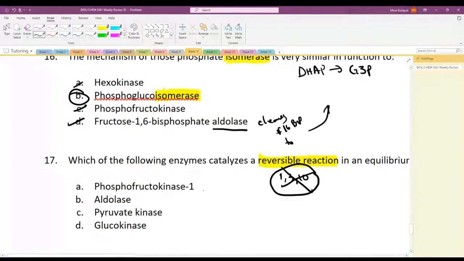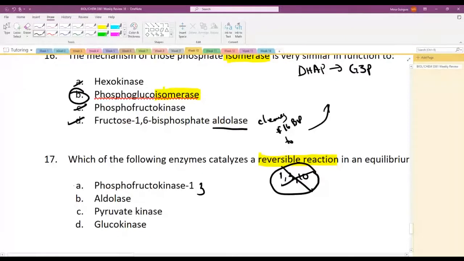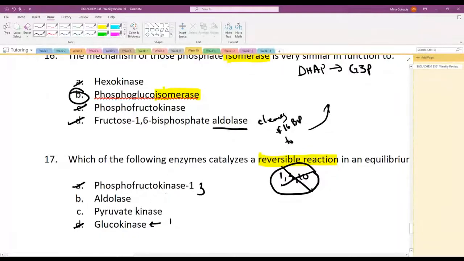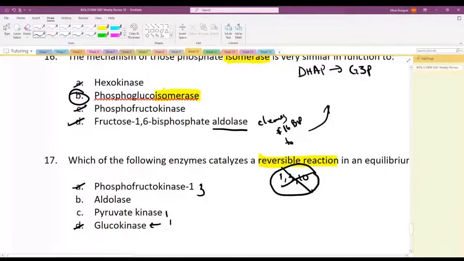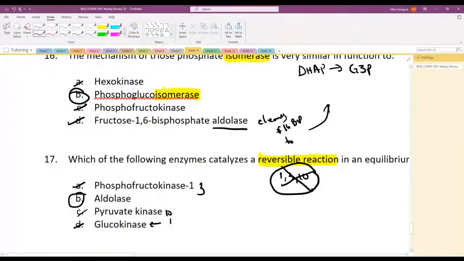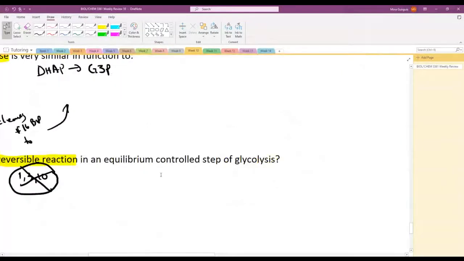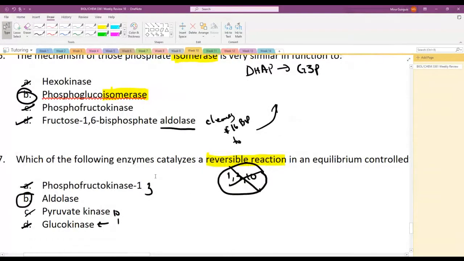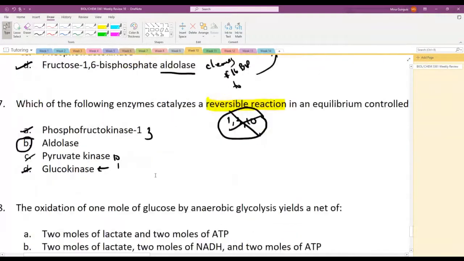PFK1 catalyzes reaction 3, so it's not this one. Wait a minute, glucokinase, just like hexokinase, catalyzes reaction 1, and pyruvate kinase catalyzes reaction 10, leaving us with aldolase. Now I want to explain the rest of this. An equilibrium controlled step, basically, it's not completely to the right, completely to the left, okay?